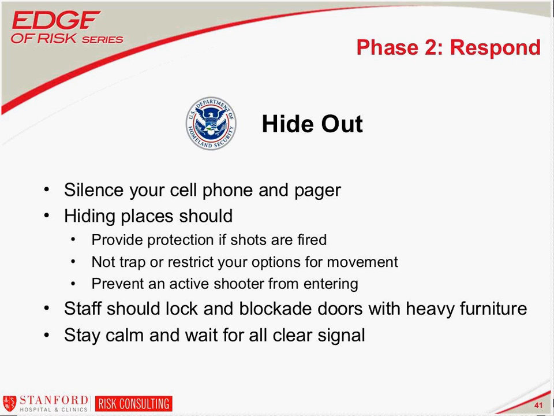DHS's second recommendation is hide out. If evacuation is not possible, find a place to hide where the active shooter is less likely to find you and your patient. Silence your cell phone and pager and turn off any sources of noise. Your hiding place should provide protection if shots are fired, not trap or restrict your options for movement, and should prevent an active shooter from entering. DHS also recommends locking and blocking doors with heavy furniture, keeping calm, and patiently waiting for law enforcement to give the all-clear message.